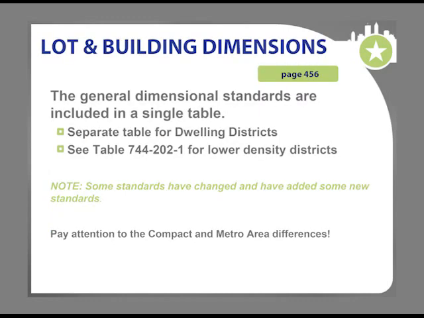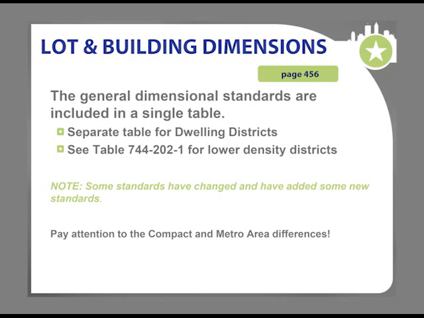When we talk about zoning districts, one of the key things in that delineation of different zoning districts are what we call the lot and building dimensions, or dimensional standards. These tell you where the structure or structures can be placed on a lot. How tall can they be? How large can they be? How much setback is required? These dimensional standards are now included in a single table.